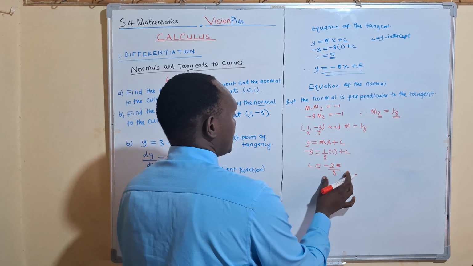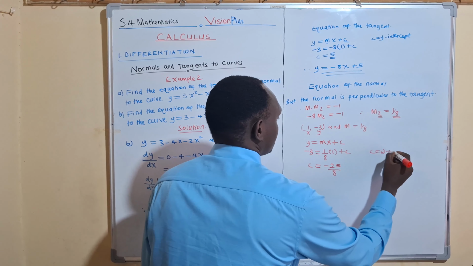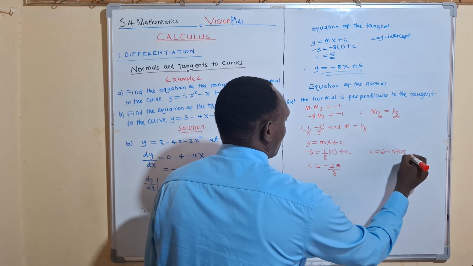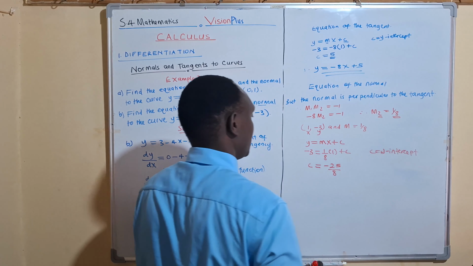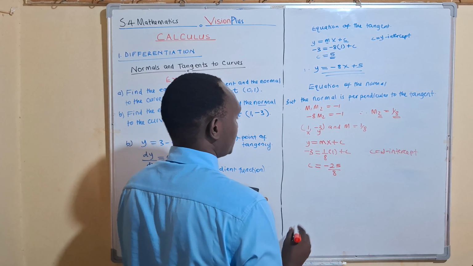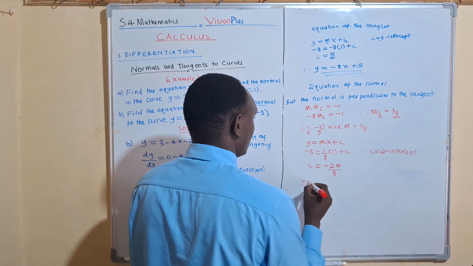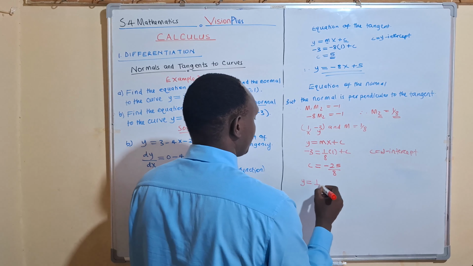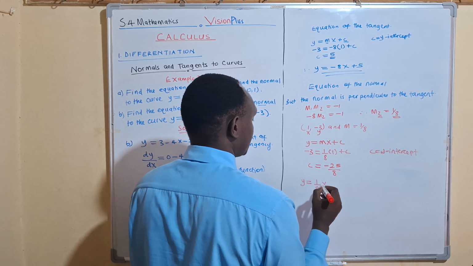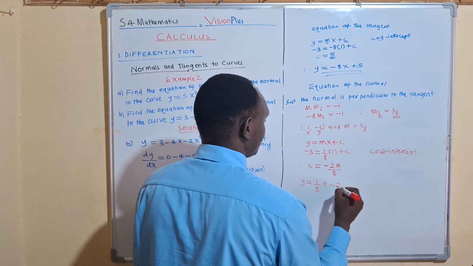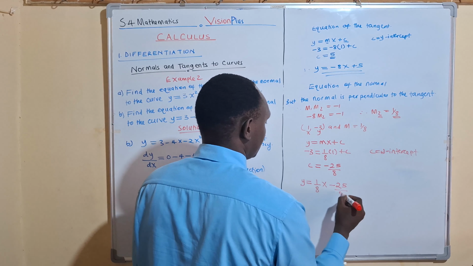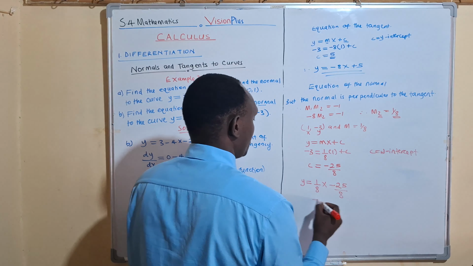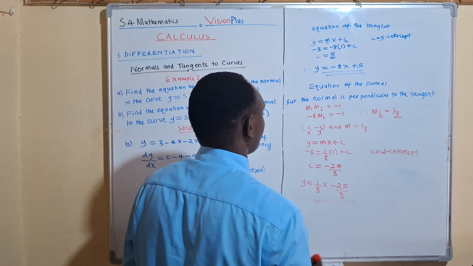Now after getting c, where c is the y-intercept, that is a point on the y-axis, and the normal touches the y-axis. Now it means the equation becomes y equals m, m is 1/8, x plus c, but c is -25 over 8. So this one becomes minus. So this is the equation of the normal.